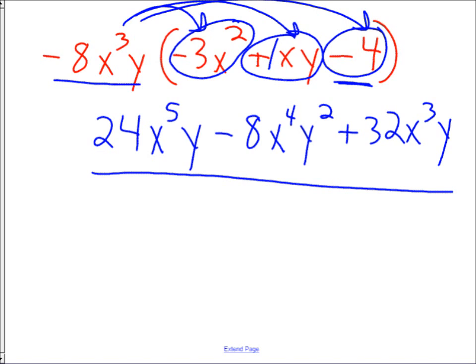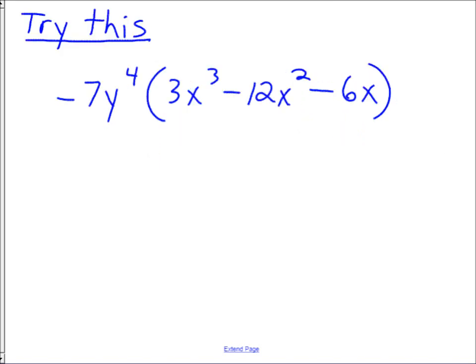So this is a monomial times a polynomial. Here's a problem I'd like you to try on your own in your notes. Go ahead and copy the problem down, then pause the video and answer it, and then check to see if you got the answer right.